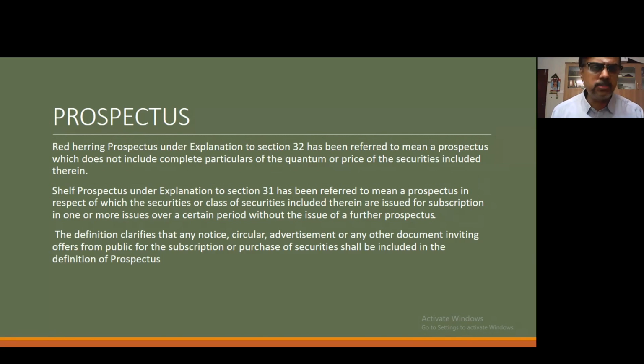A red herring prospectus is what it is. Under the explanation to section 32, it has been referred to mean a prospectus which does not include complete particulars of quantum or price. So this is a key word here. Kindly remember this. It does not contain information about the quantum or price of the securities included therein.